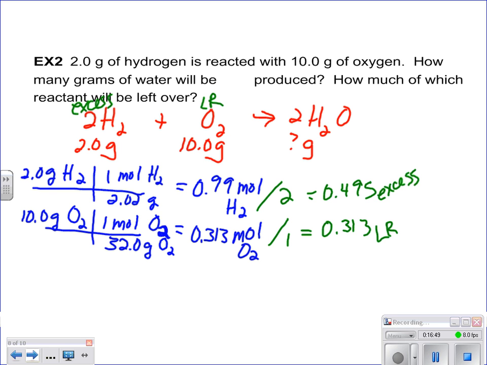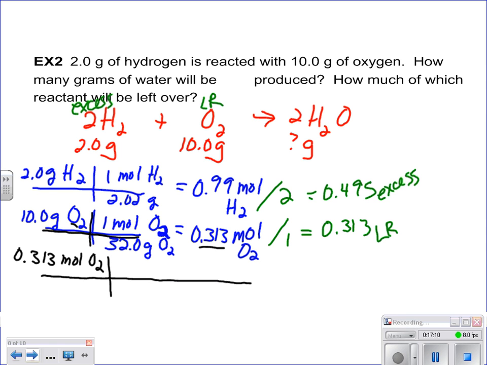So when we go through and do the problem, we are going to start with our limiting reactant, which is our oxygen. I don't really feel like doing all this work again, so I'm going to start over here at my moles of oxygen. So 0.313 moles of O2. And remember what we're trying to do now is we're trying to go to grams of water. So we get rid of our moles of O2 and go to moles of H2O. And 1 mole of oxygen, 2 moles of water. And for every 1 mole of water, there are 18.02 grams.